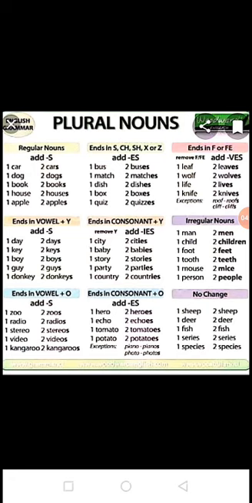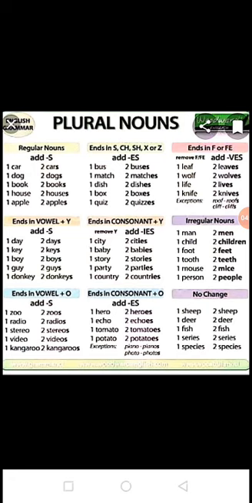Party, parties. Country, countries. Then see irregular nouns. Irregular nouns mean that there are no rules to make them plural. For example, man, men; child, children; foot, feet; tooth, teeth; mouse, mice; person, people.